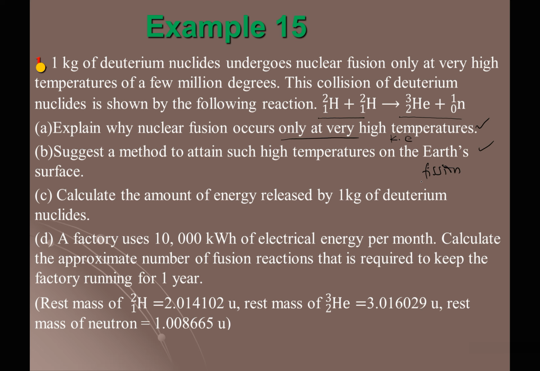So such high temperatures can now be used to induce or to activate fusion processes. So we can use the fission to induce fusion, because the fission can generate high amounts of energy, that is during an atomic bomb explosion. Then calculate the amount of energy released by 1 kilogram of deuterium. 1 kilogram of deuterium.